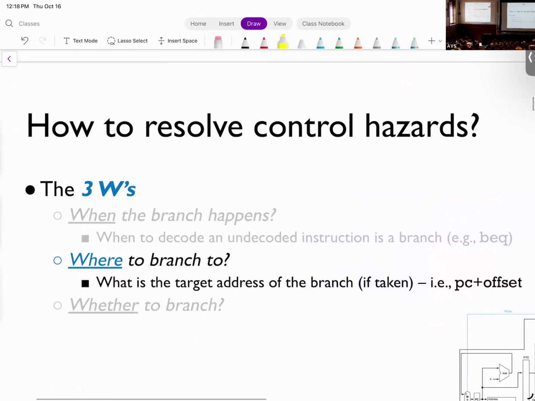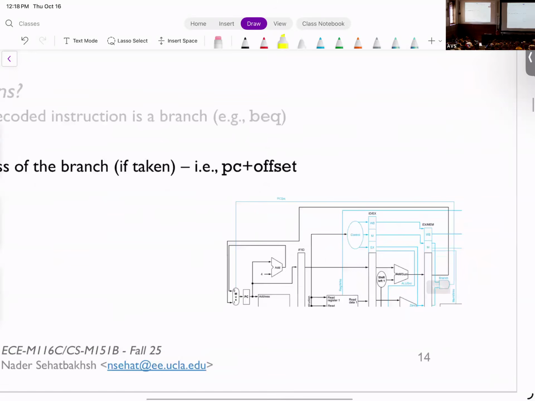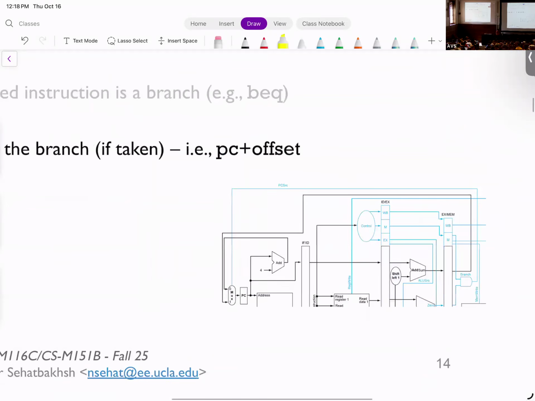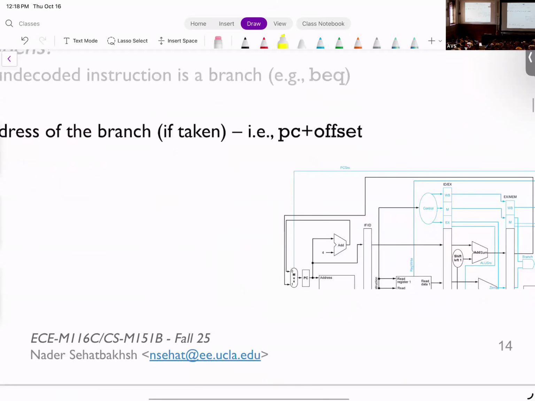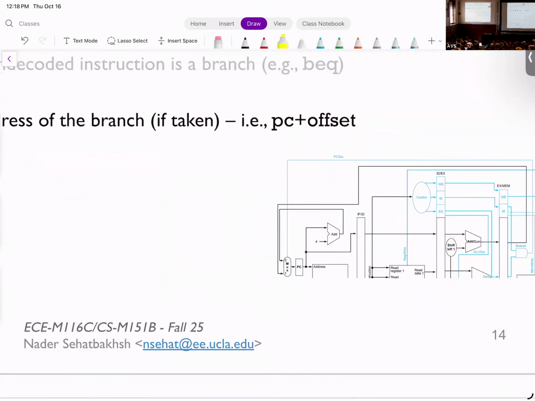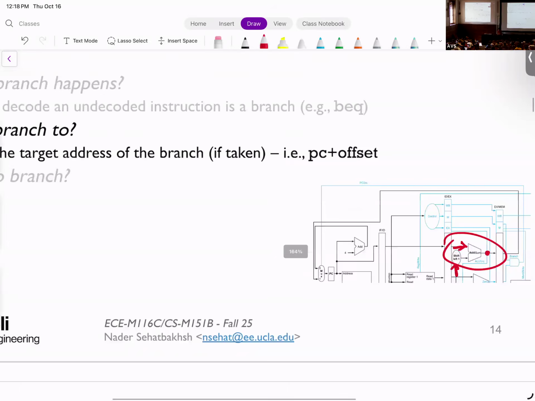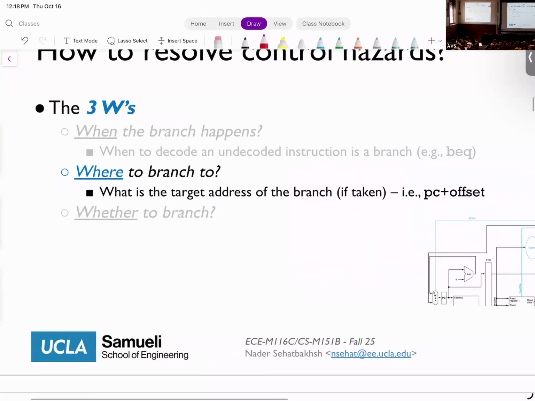The second question is, where does the branch go? And for this, we need the result of PC plus offset. If you look at this design that we have here, the PC plus offset is actually shown here, right? So this is your PC plus offset, with the offset coming from here and the PC coming from here. So you have your PC plus offset at the end of the execution unit.